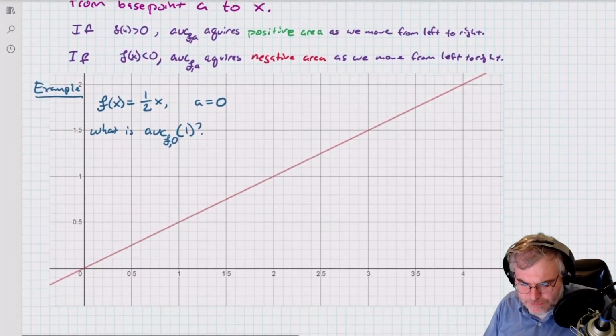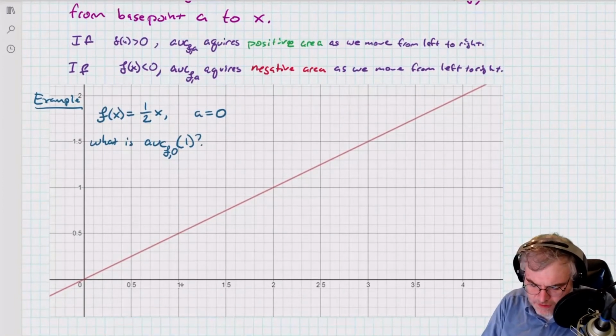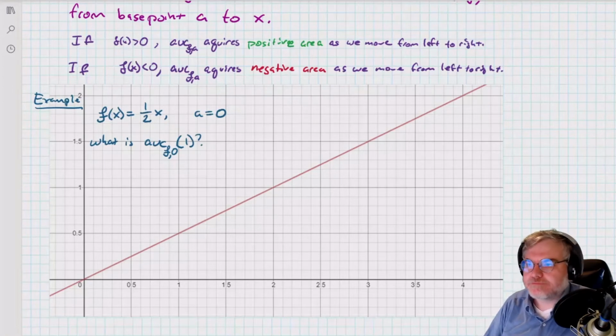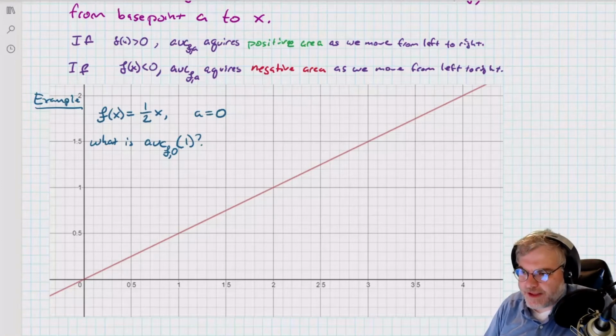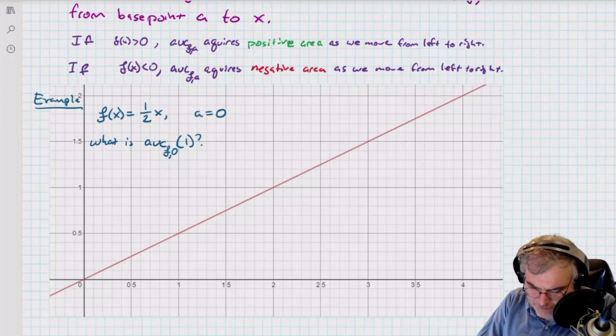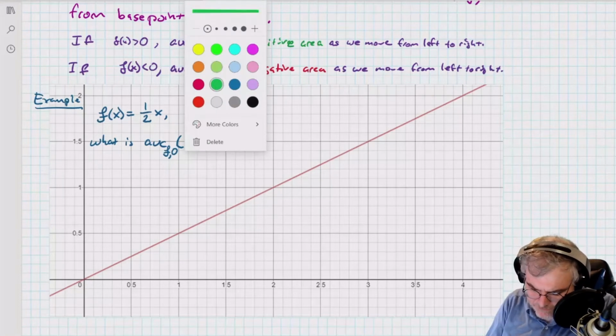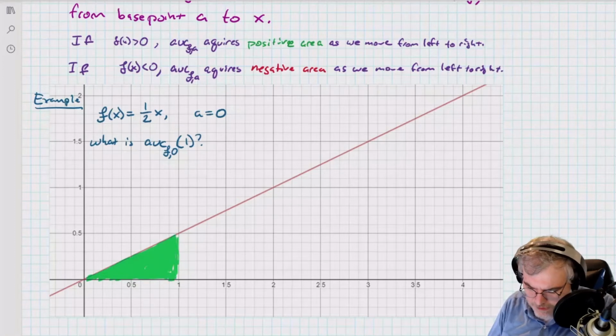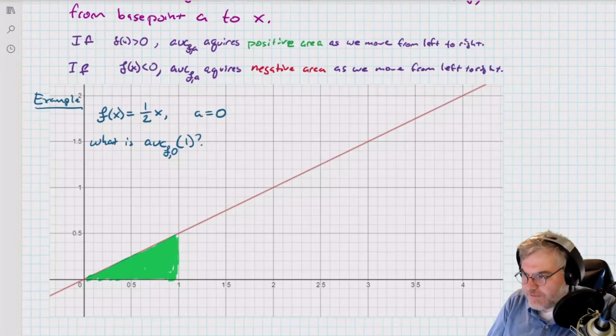Okay, so how would I compute the area under the curve from base point 0 to 1 with f of x equals 1/2 of x? Any takers? Anyone want to give a guess? Okay, well, let's see what it would be. Let's move from left to right here. And I'm above the axis, so I'm accumulating positive area. So what is it going to be?